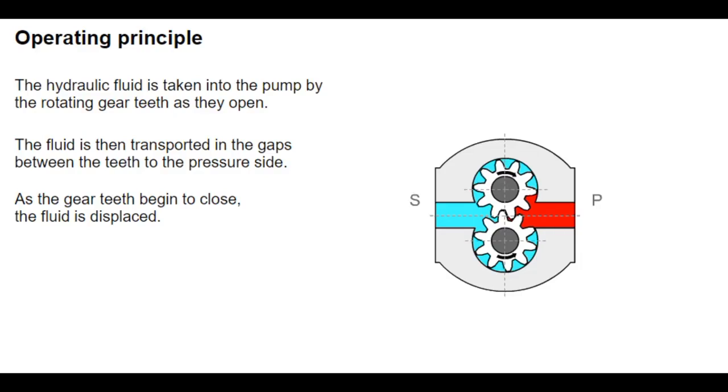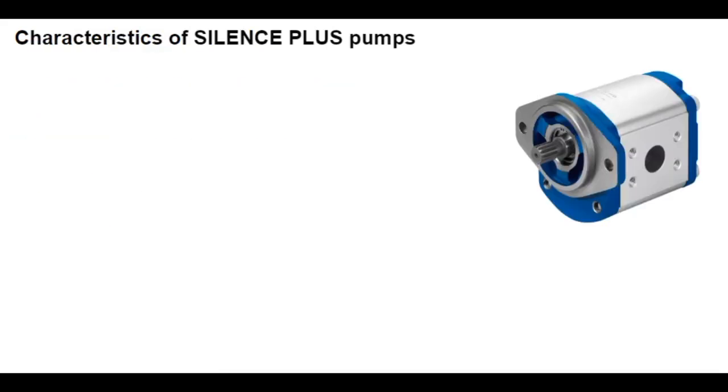Once the flow has to overcome resistance on the pressure side, such as to lift a load, pressure builds. The constant opening and closing of the tooth gaps results in a pulsating flow, causing pressure pulsations and noise. Thanks to their simple design, few parts, and extruded profile housing, external gear pumps are inexpensive to manufacture.